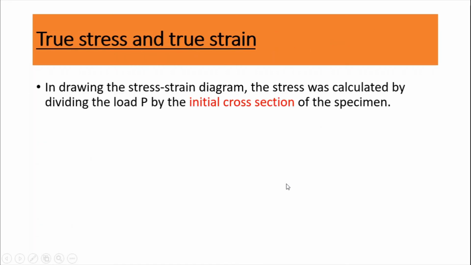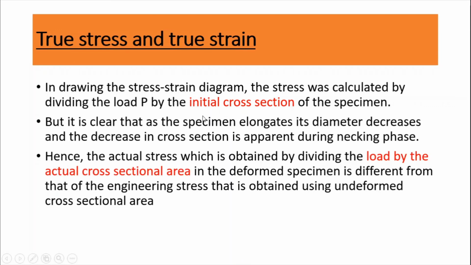So the next part is true stress and strain. In drawing the stress and strain diagram, the stress was calculated by dividing the load by the initial or original cross section of the specimen. But it is clear that as the specimen elongates, its diameter decreases, and the decrease in the cross section is apparent during the necking phase. So normally to calculate the stresses, we assume that whatever the area is, it is the original area. However, in actual practice, the area will decrease.